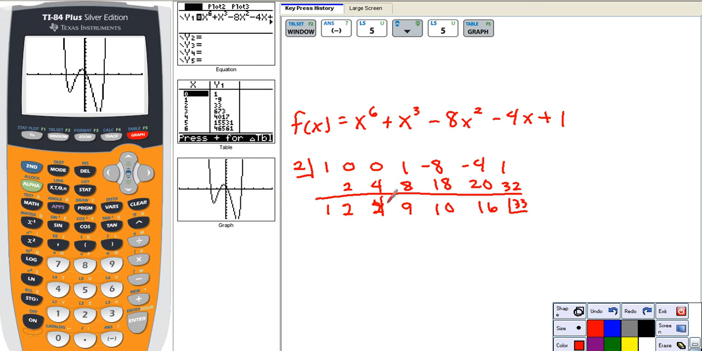Everything is positive along in here. This is a 4, remember. Everything is positive. For the upper bounds test, that's what I'm looking for. That means there are no zeros to the right of 2.